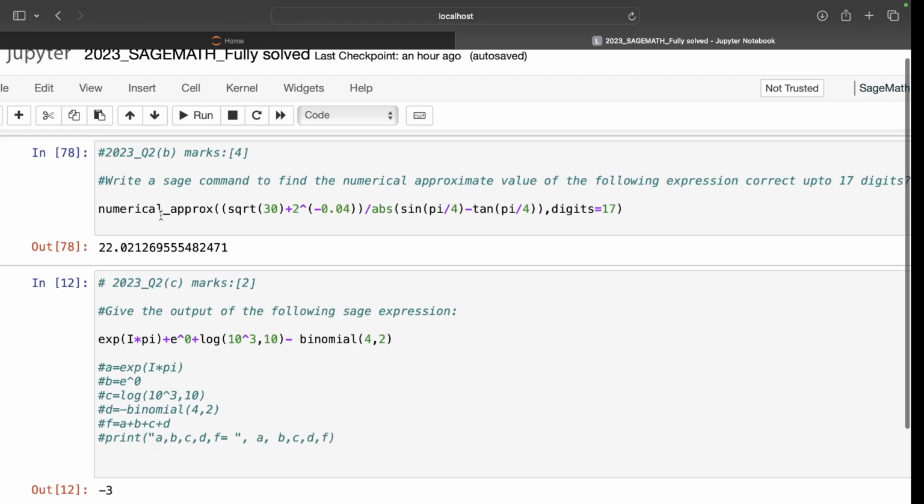And this is the numerical_approx of the square root of 30 plus 2 to the power minus 0.04 whole divided by the absolute value of sine pi by 4 minus tan pi by 4, comma, digits equal to 17. So there are 17 digits, including this decimal place and integer places.